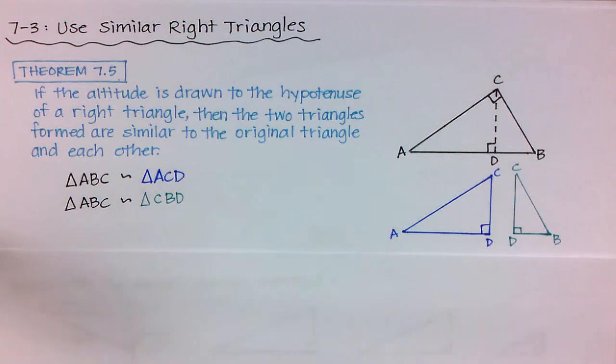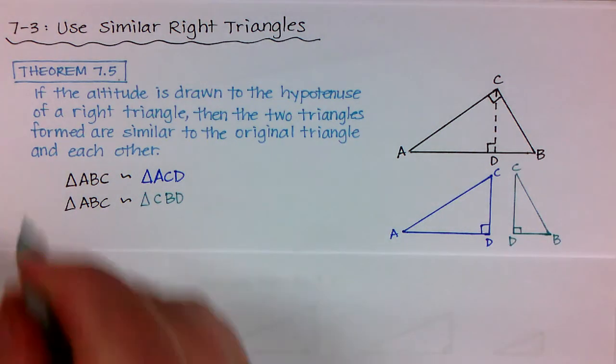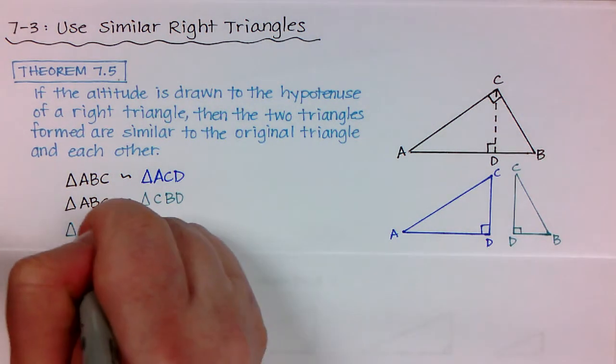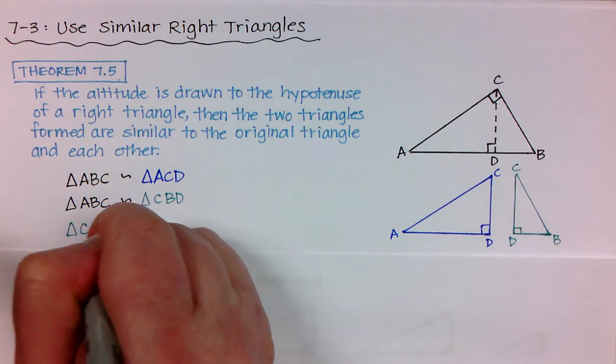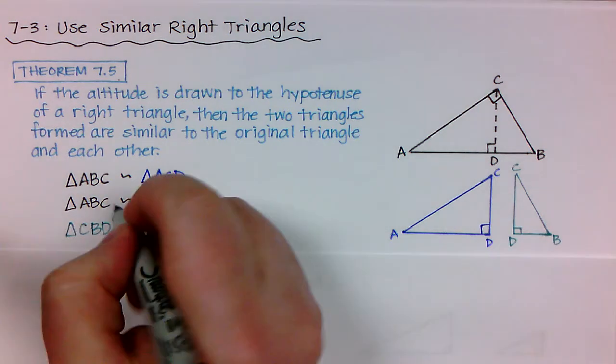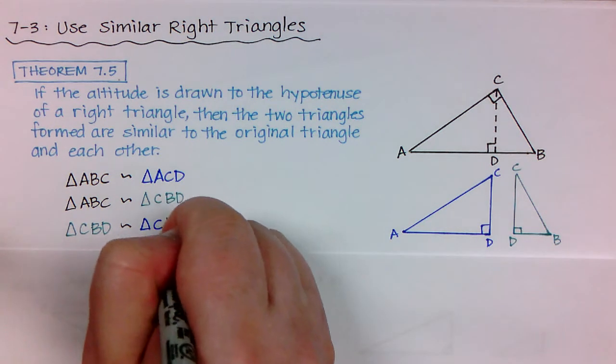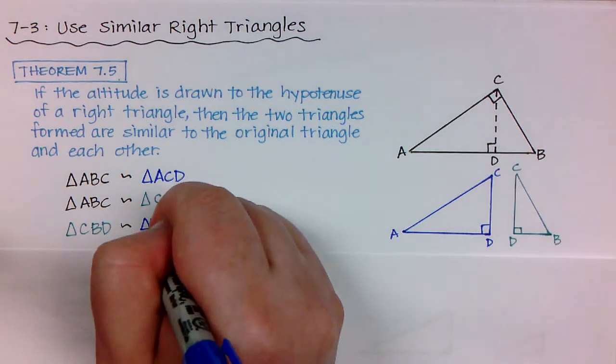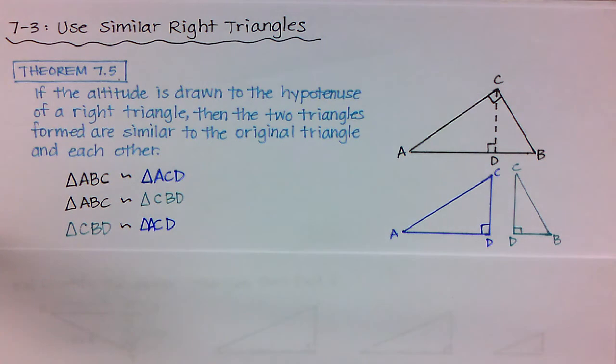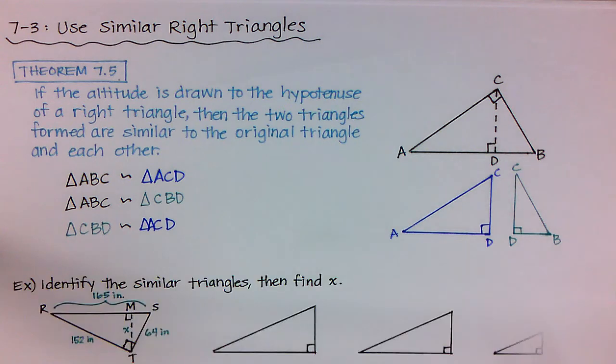CBD. It's really important to know the order of all of these. And furthermore, triangle CBD is similar to triangle ACD. Oops, I need an A in there. Triangle ACD. So this will probably be more evident in our next example. So let's just go ahead and show it to you.